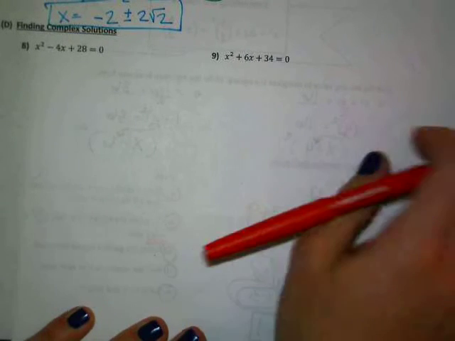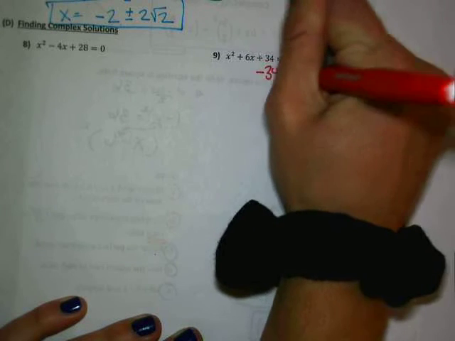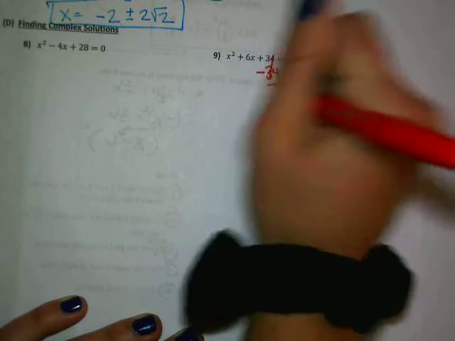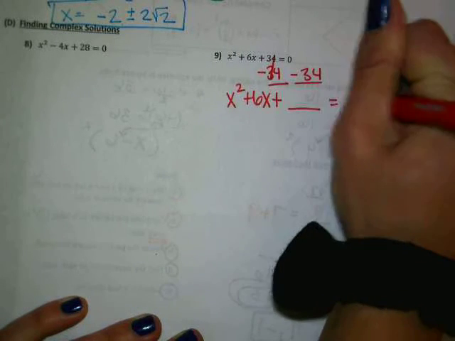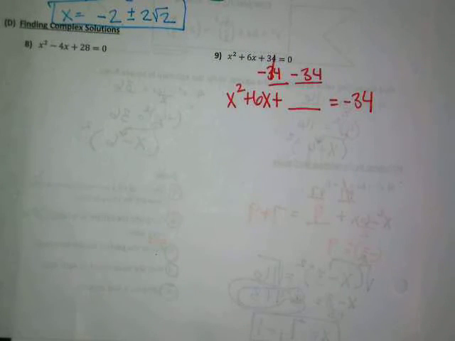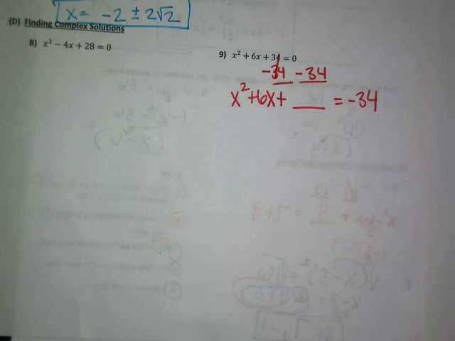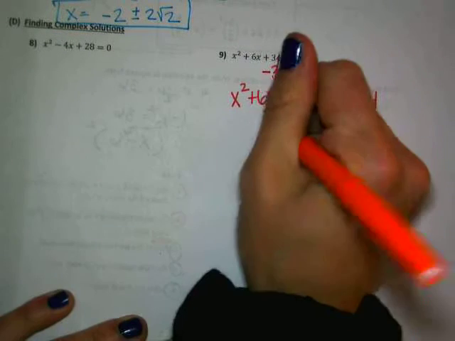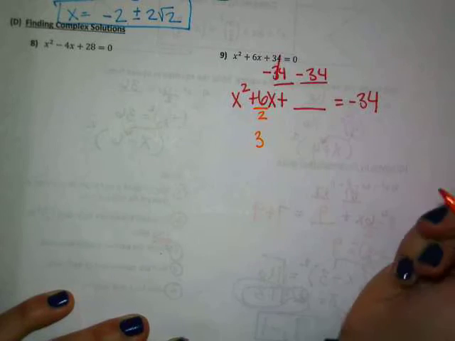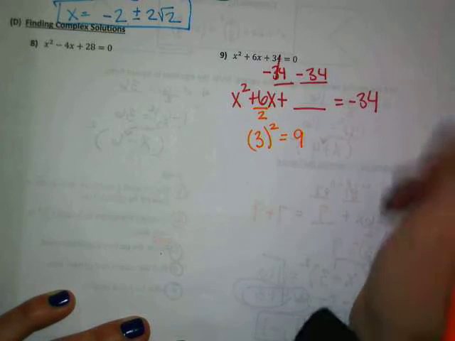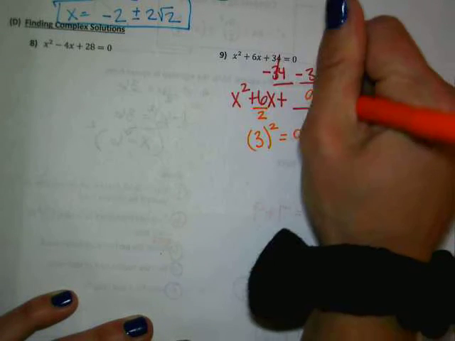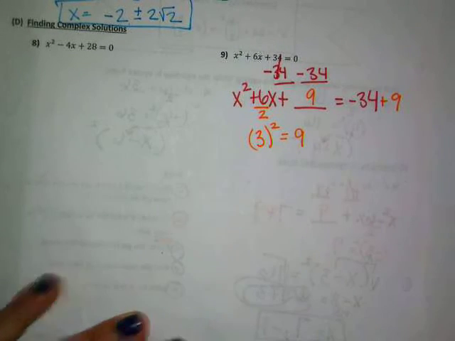All right, on number 9, tell me the first step. You put X on one side. Minus 34, x squared plus 6x plus blank equals negative 34. Divide by 2. Divide by 2 will give you 3 squared, which gives you 9. Put it on both sides.